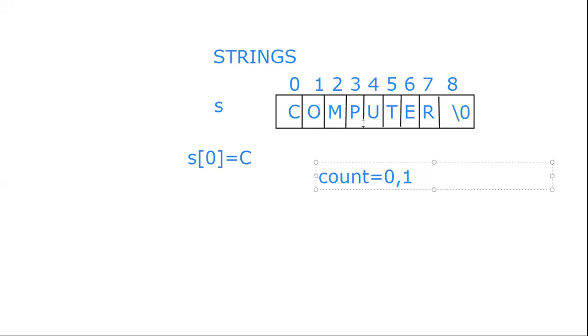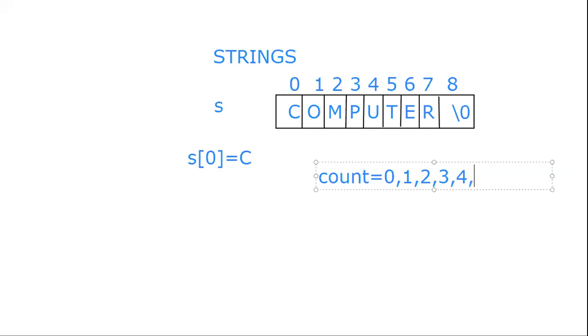Next we will check S of 1. Is it null? No, O is a letter. It is not null. Increment count every time. Then for M, again M is not null, right? So count becomes 2 plus 1, 3. Next we check for P. Is it equal to null? No. So count becomes 4. Next check for U. U is not equal to null. So count becomes plus 1, 5.